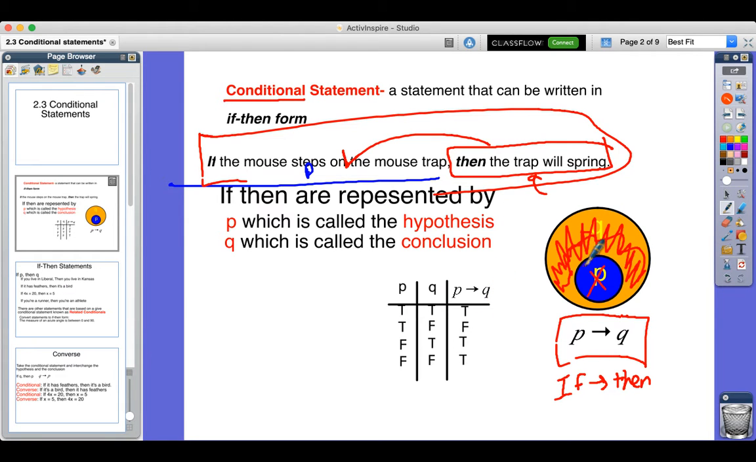And then if the mouse does not step on the trap and the trap does not spring, the statement is still true because this condition was never made, so this condition never had to happen. Just because this didn't happen and this didn't happen doesn't mean the statement is false, because we never tried it out. It's a lot to comprehend, so let's go over it one more time. Conditional statements are usually written in an if-then form, which says the condition has to happen for the reaction to go off.